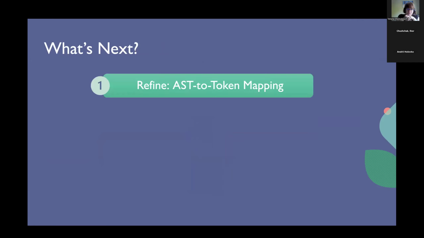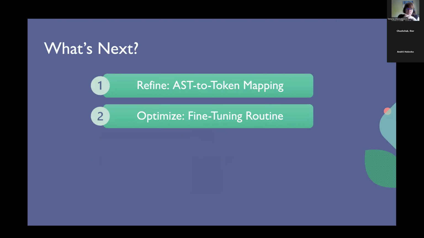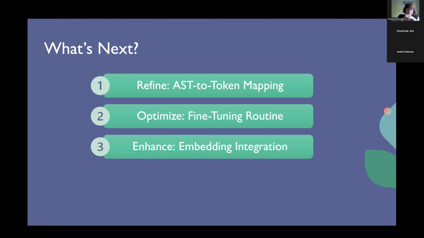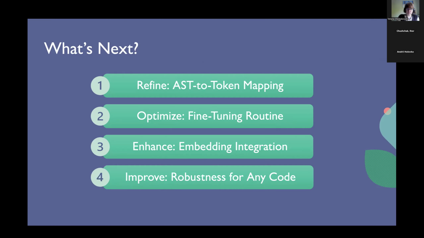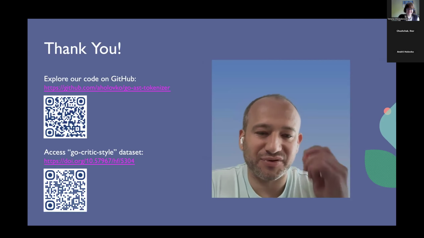So what's next for us? We plan to keep exploring better ways to help language models analyze code style. First, we want to improve how our tokenizer maps the code structure to syntax-aware tokens. Second, to optimize the fine-tuning process by using better techniques and specialized loss functions. Third, to enhance embedding integration by training embeddings only for newly introduced tokens instead of retraining the entire embedding layer. And fourth, to improve handling of real-world cases where code isn't always perfect and sometimes fails to parse or has compilation issues. So that's it for today.